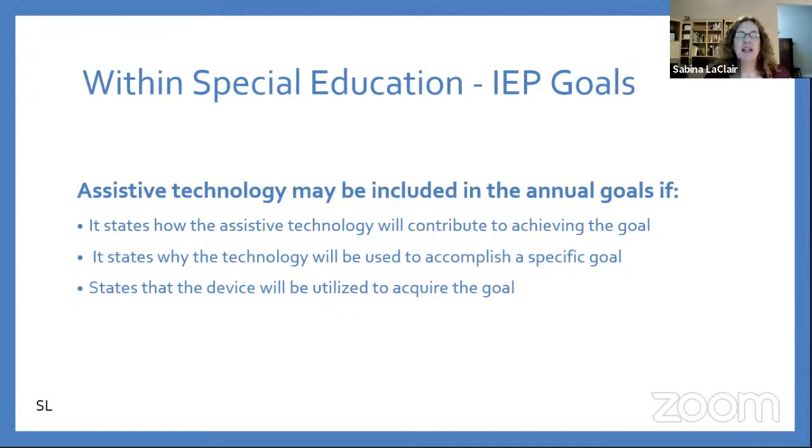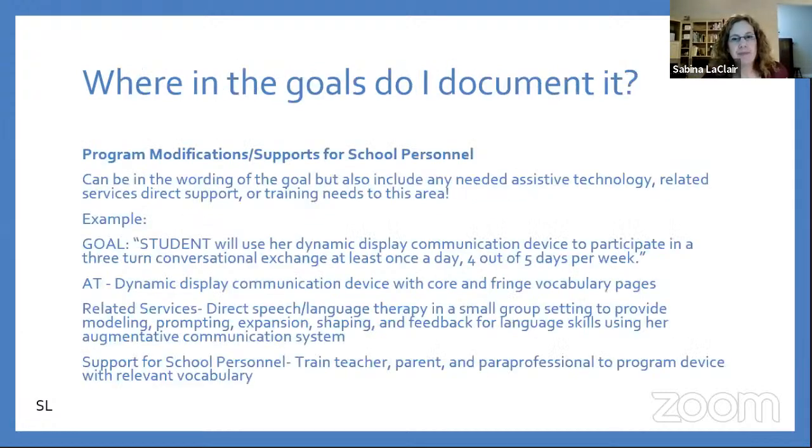So if you think of it as this is how you're going to achieve your goal, AT may be added in the annual goal if a device is going to be used to achieve that goal, and you'll be stating why the assistive technology is necessary to acquire the goal. So where do we document in the goals? And what we're going to say is documenting AT in the goals section can be done in the goal itself, but also in related services and the support for school personnel sections.